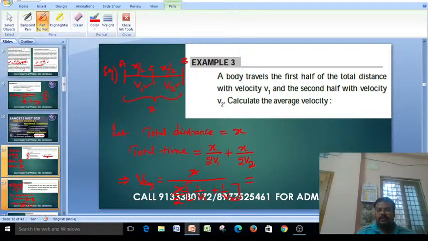So okay, x will get cancelled. Then this 2 you have to take in the numerator. Then average velocity is equal to 2 divided by the denominator, you have to take the LCM of V1 and V2, then you will get V1 plus V2. This one you have to take as a numerator, then finally you will get average velocity is equal to 2 V1 V2 divided by V1 plus V2. So this is the solution for that one.